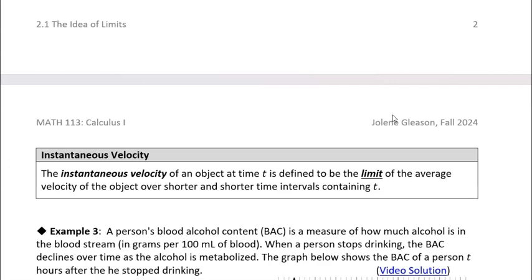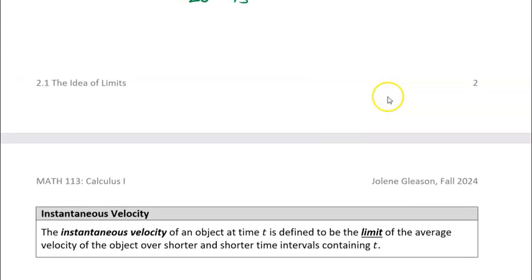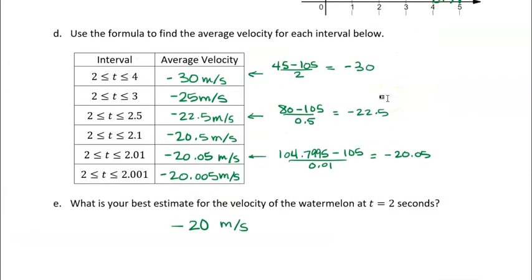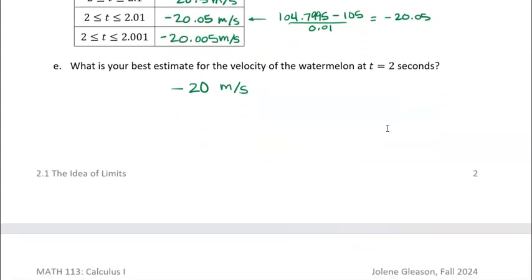All right, so let's go to this next thing here. The instantaneous velocity of an object at time t is defined to be the limit of the average velocity of the object over shorter and shorter time intervals containing that time. In this case, we're looking at shorter and shorter intervals of time near t equals 2, and it appears that our velocity is approaching negative 20 meters per second. So it's falling at a rate of 20 meters per second in the downward direction at t equals 2. That's the big idea here.